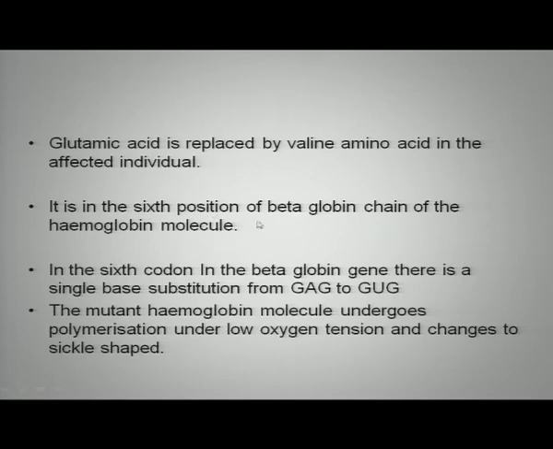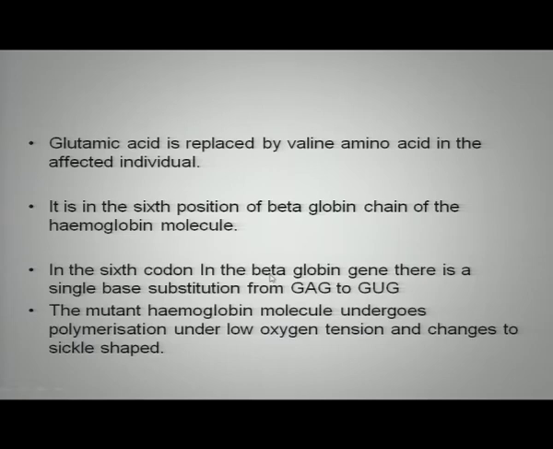The hemoglobin molecule's globin chain contains alpha and beta, 2 alpha chains and 2 beta chains. So, in the beta chain on the 6th position, the glutamic acid is replaced by valine amino acid. That means the codon is the 6th codon, because one codon will code for one amino acid. In the 6th codon, in the beta globin gene, there is a single base substitution.